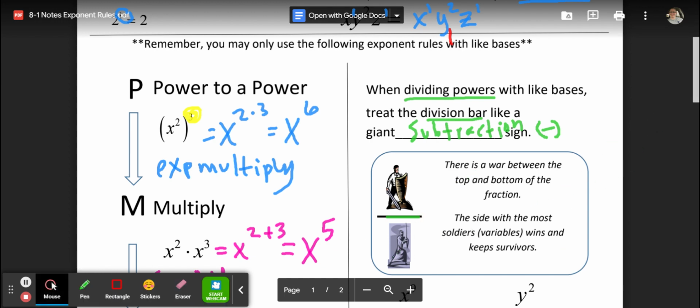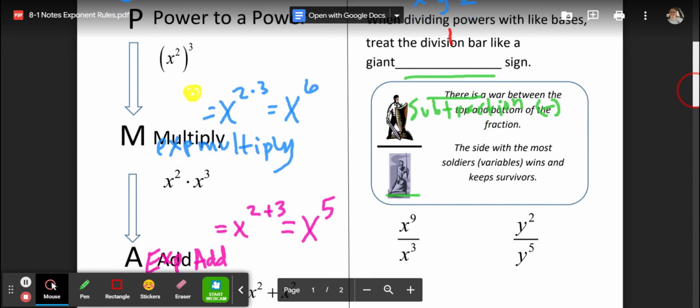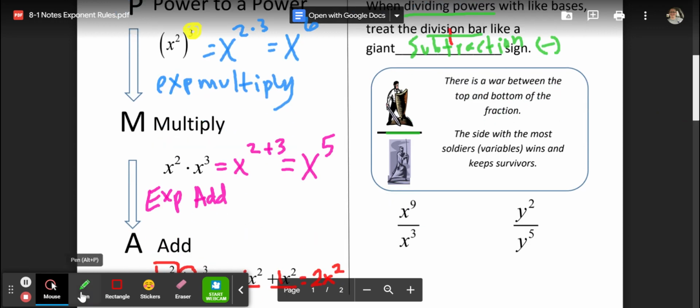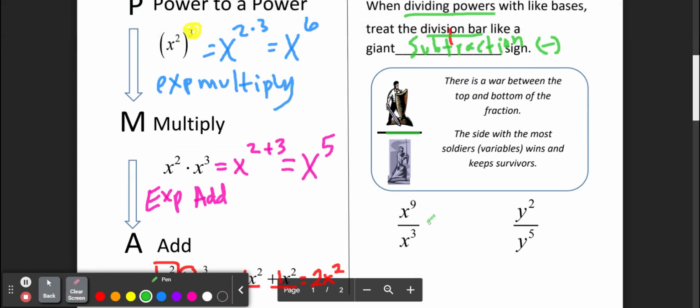Let me scroll down a little. So here's an example. When we have x to the 9th power divided by x to the 3rd power, we're going to act like they will subtract. So x, and we have 9 minus 3. 9 minus 3 is 6. So there is our answer, x to the 6.